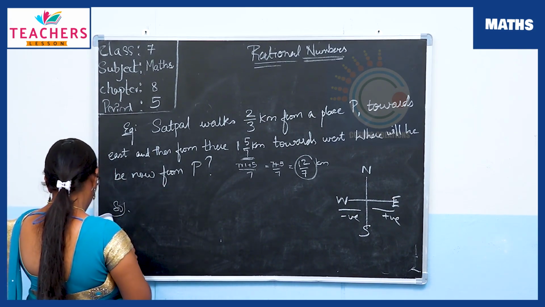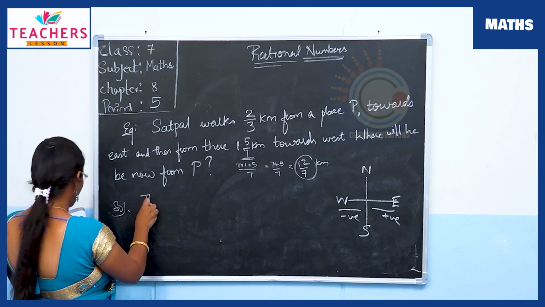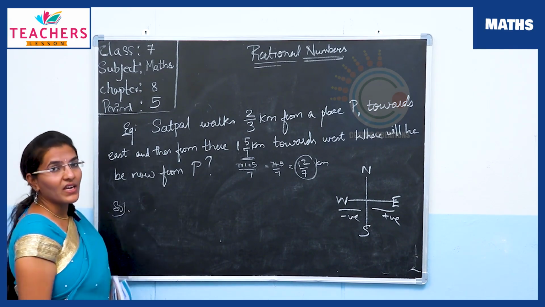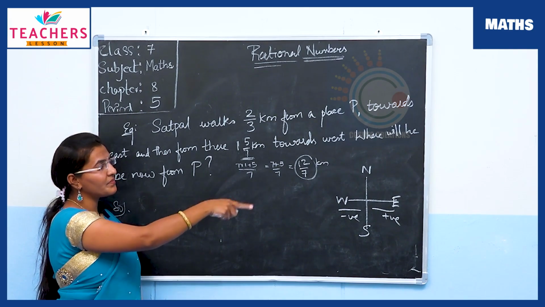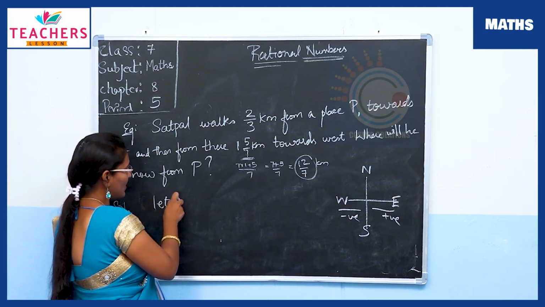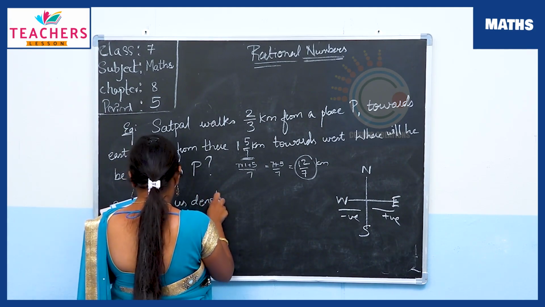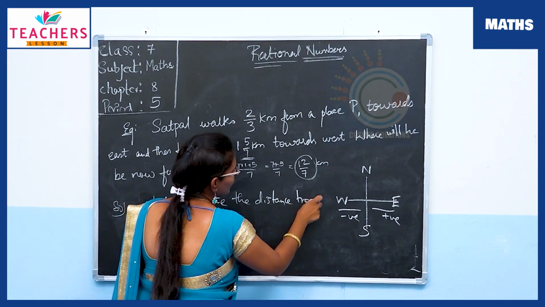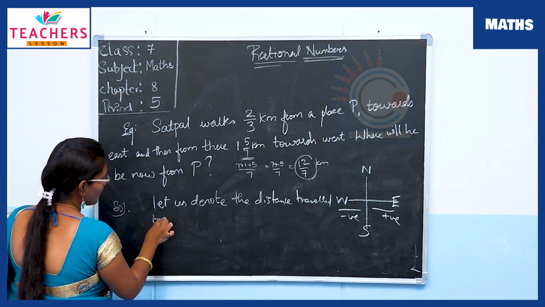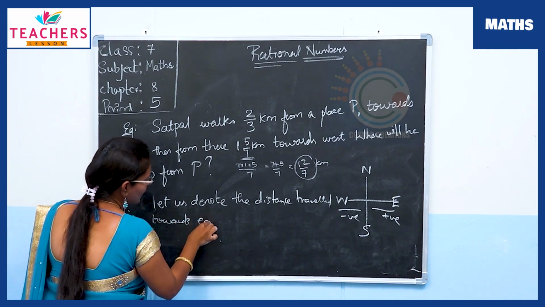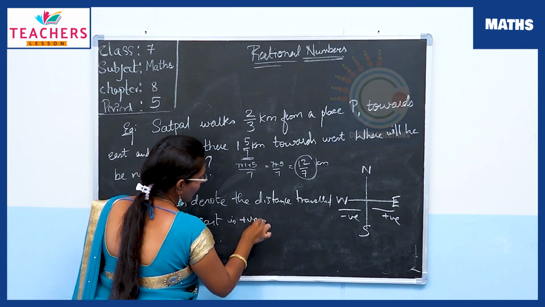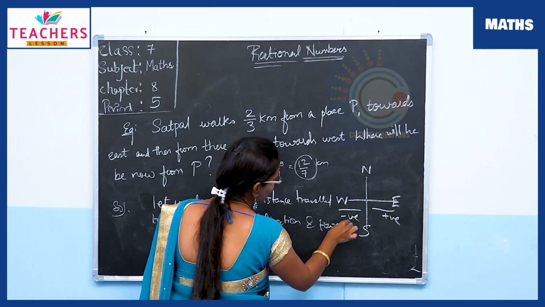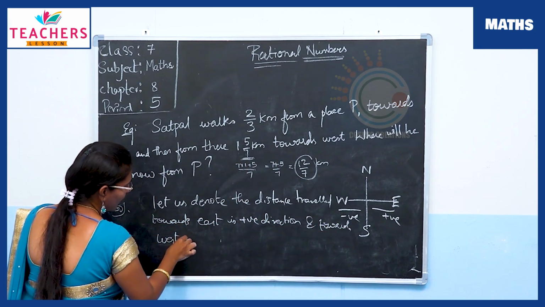So thus the distance. As I have said, let us denote the east side as positive. So let us denote the distance traveled towards east as positive. Towards east is positive direction and towards west is negative direction.